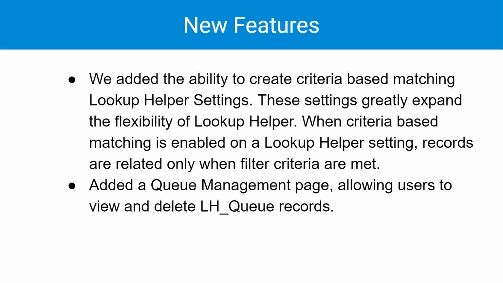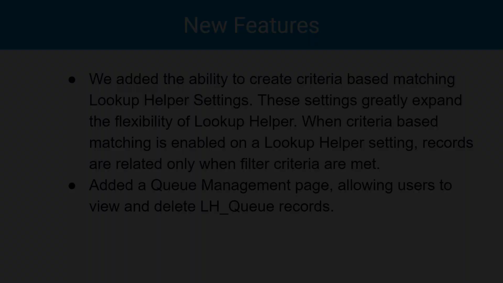We added the ability to create criteria-based matching Lookup Helper settings. These settings greatly expand the flexibility of Lookup Helper. When criteria-based matching is enabled on a Lookup Helper setting, records are related only when filter criteria are met. We've also added a queue management page, which allows users to view and delete queue records. I'll go through our demo org and show off both of these features.